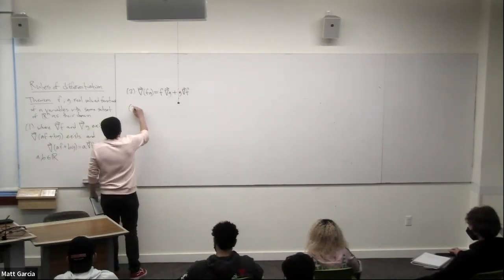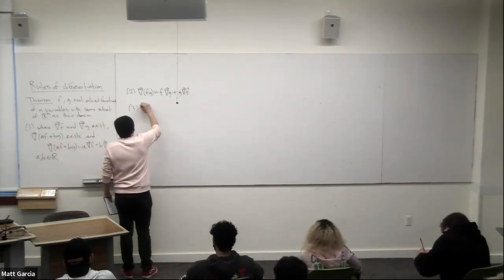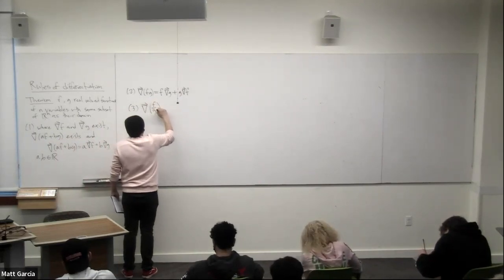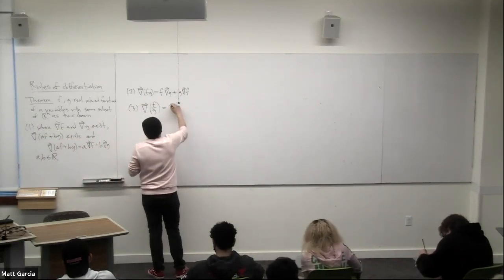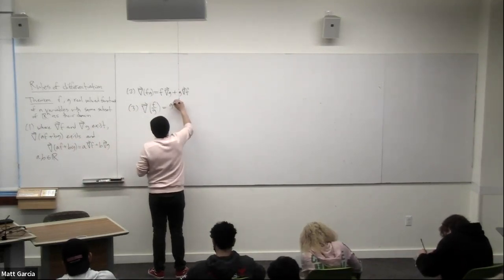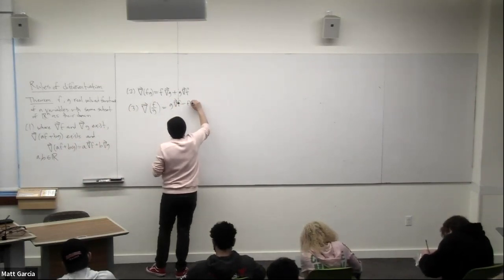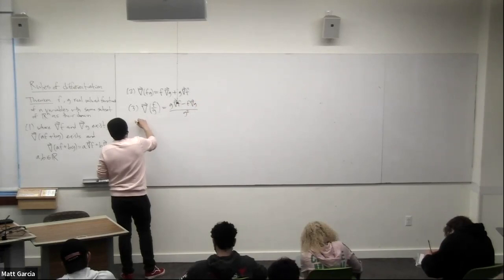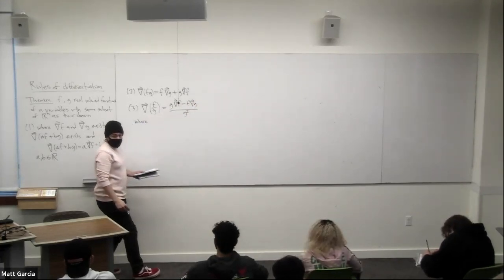So additionally, we can state some form of the quotient rule. The gradient of f divided by g is equal to scalar function g times the gradient of f minus scalar function f times the gradient of g, all over g squared, where of course this formula only applies where g is not equal to 0.